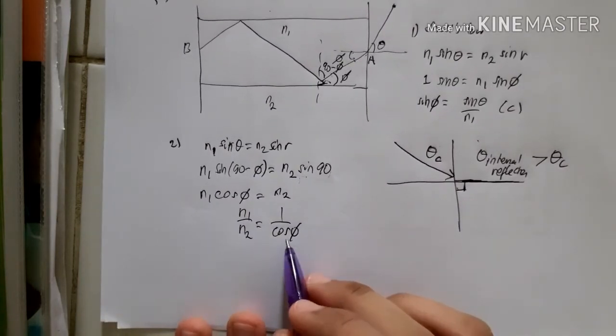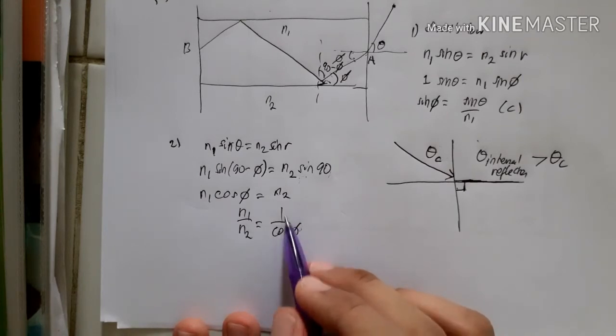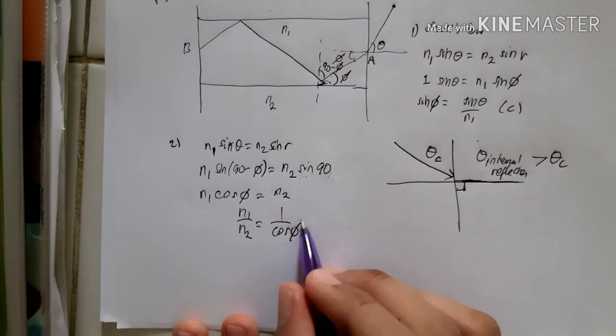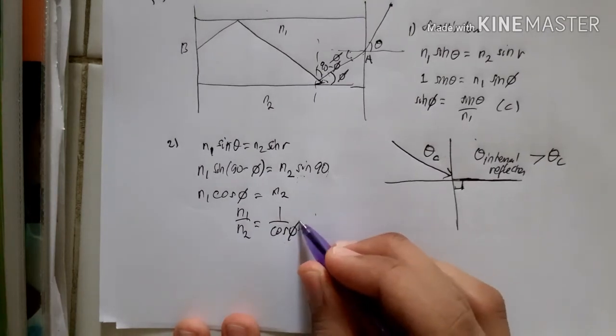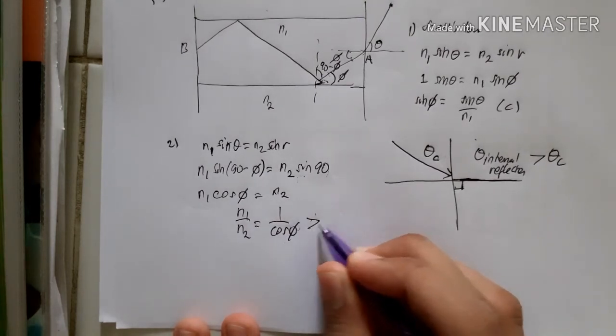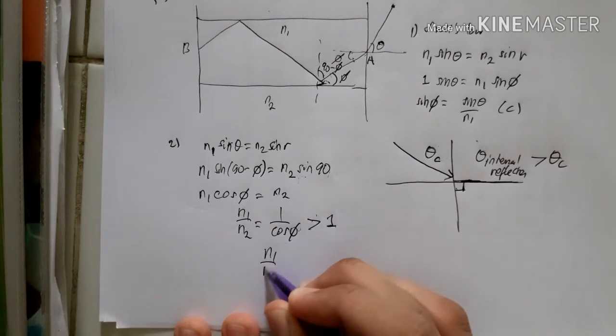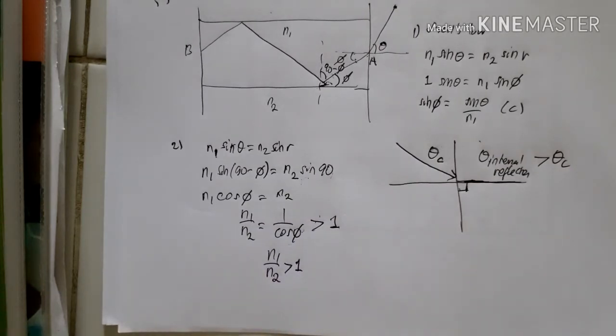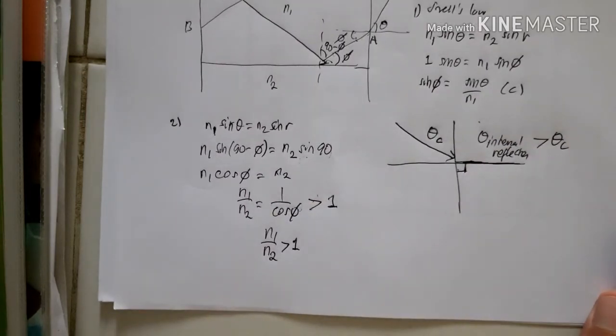And now you see that this cosine phi, the result of this must be less than 1, right? So n1 over n2 is greater than 1. Okay, so that is for number 2.